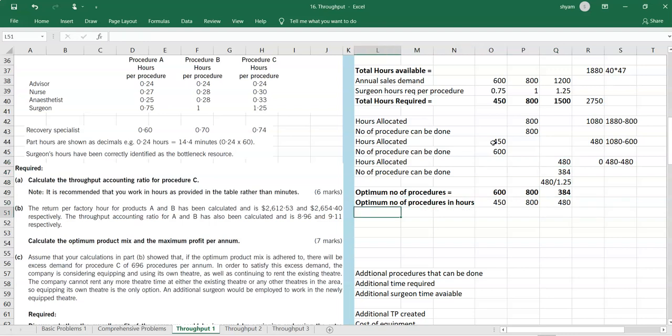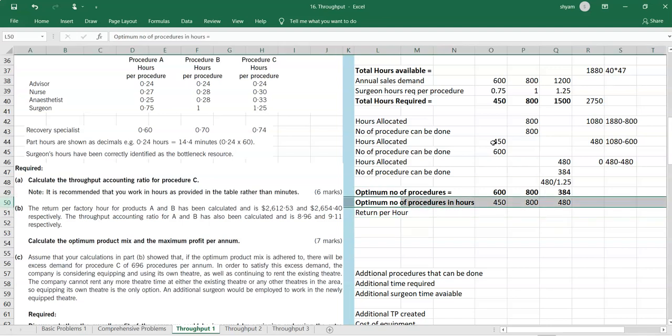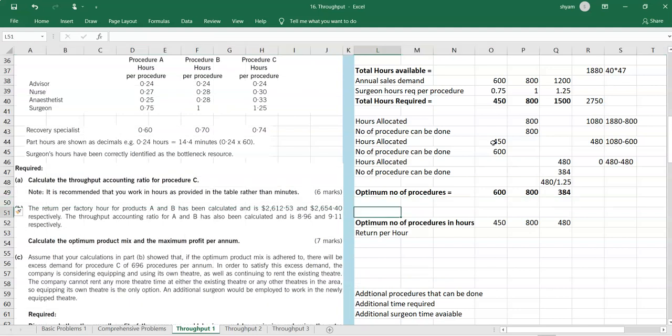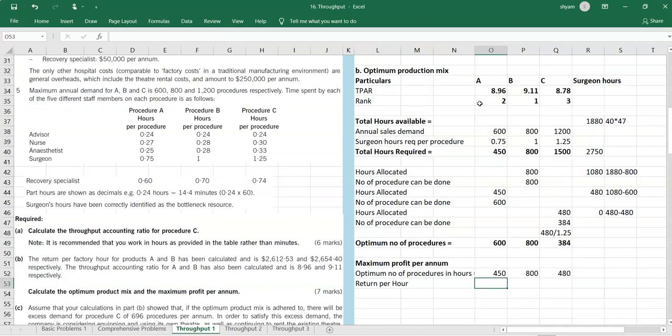Okay, so now we can find out return. He has found out return per hour. Okay, so why are we doing this? We are doing this because we want to find out the maximum profit per annum. Okay, that's why we are finding out this. So as we got return per hour, we can get it. So how do we get return per hour?